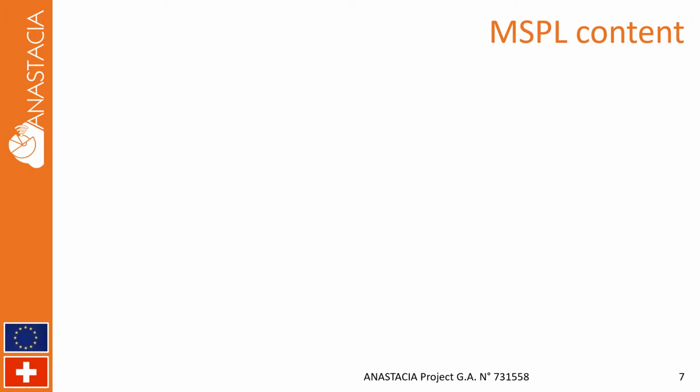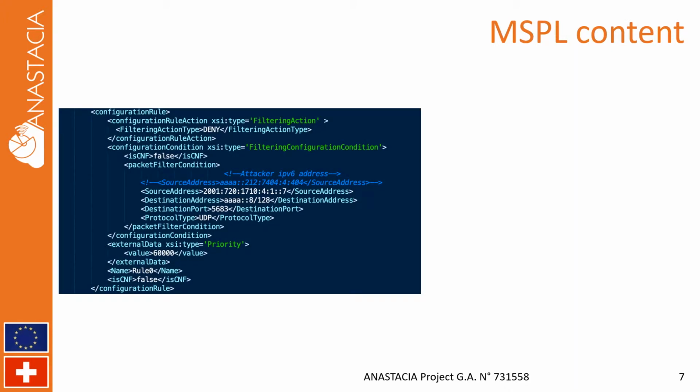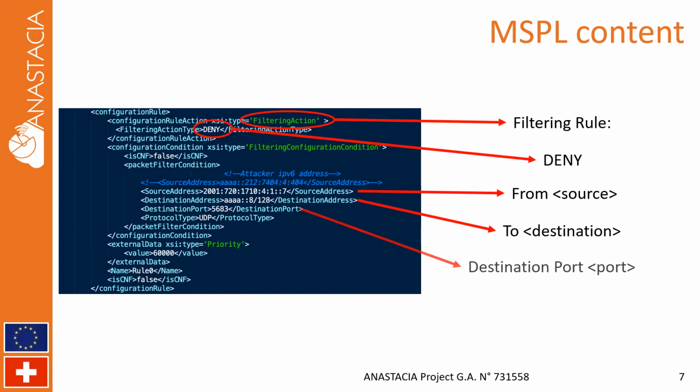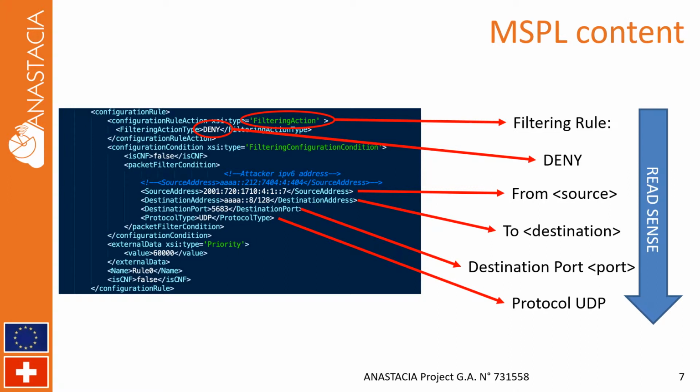As said before, the MSPL file is an XML-based language, and we can see an example in this slide. This particular example codifies a filtering rule of a denial type from a source towards a destination on this particular destination port and this particular protocol, in this case UDP. So reading this example is really easy from top to bottom. It is worth noticing that we are filtering the UDP protocol on port 5683. These are particular configurations for the CoAP protocol, and therefore, with these configurations, we will be able to effectively filter all the CoAP traffic from the attacker towards the victim.